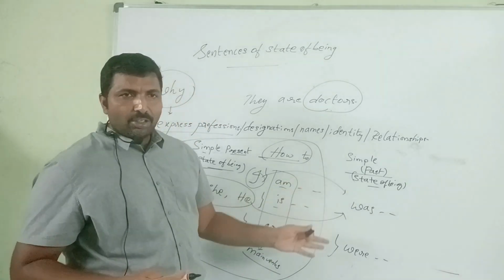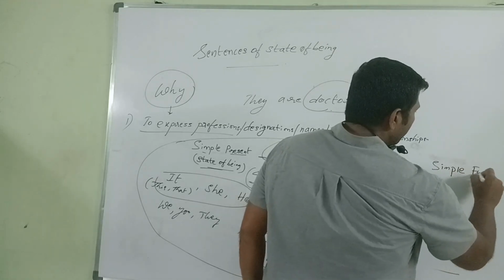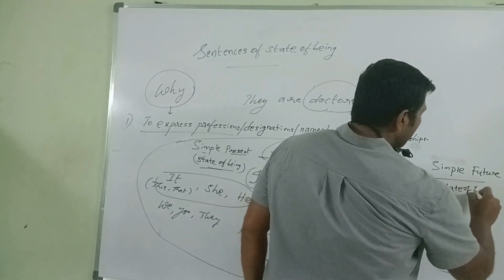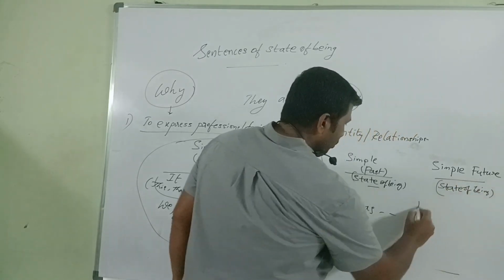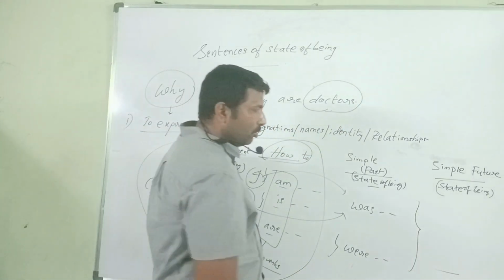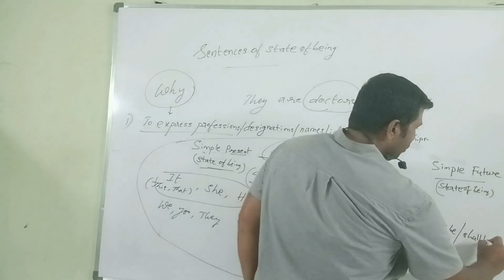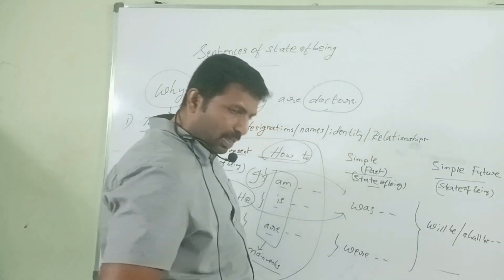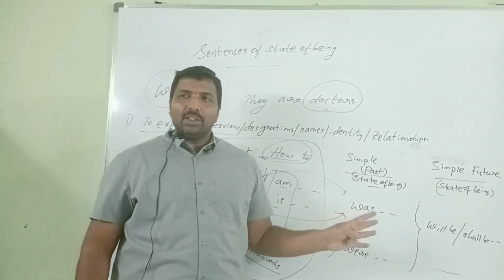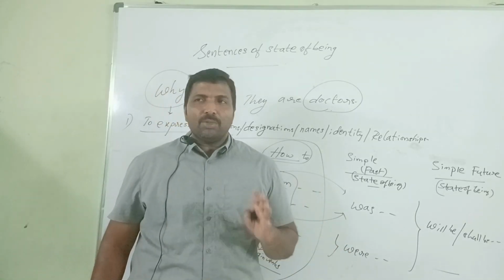See, simple past state of being. Coming to simple future state of being: for all these pronouns, I, we, you, they, he, she, it, we use will be or shall be. Sir, which one is correct, will be or shall be? You may have some doubts there.